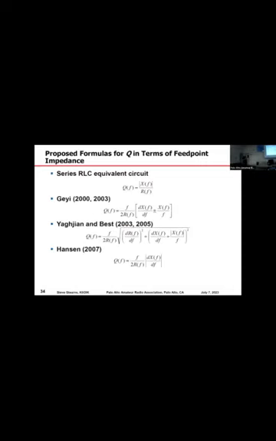Okay. Next slide. So we have these formulas, and we can work out these formulas. If you love algebra, this is what you should do. It's a good retirement hobby. Figure out the Qs of all the shapes of antennas you can think of.